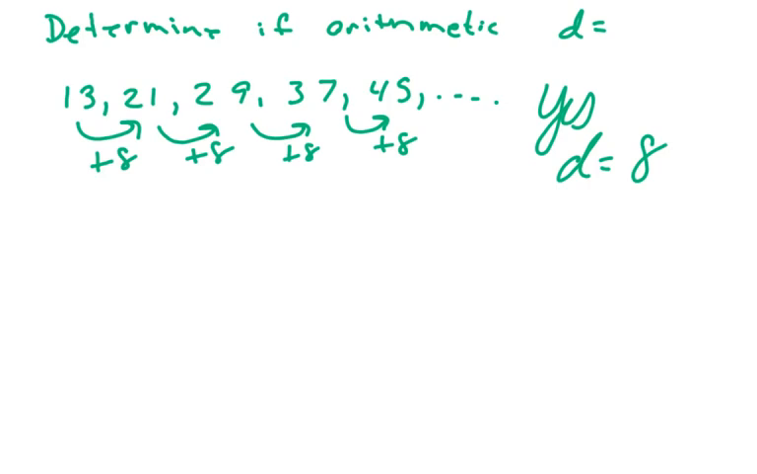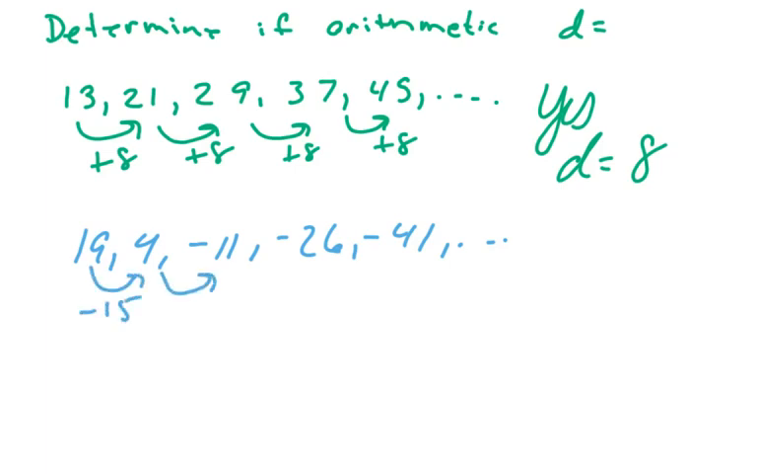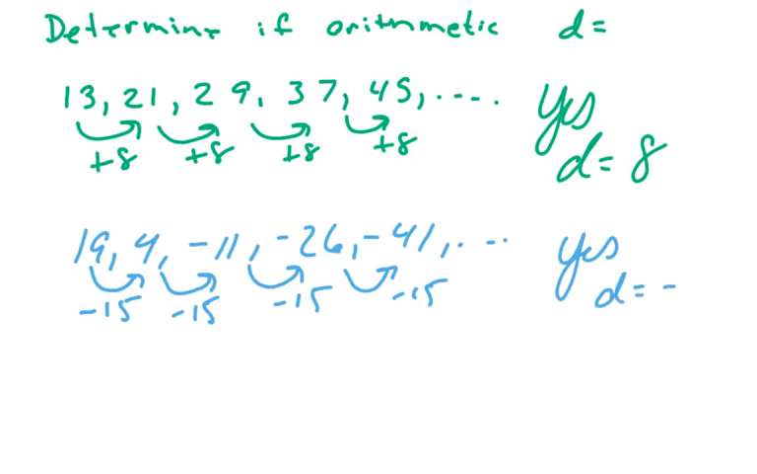We can take a look at another sequence: 19, 4, negative 11, negative 26, and negative 41. 19 to 4 is a negative 15. 4 to negative 11 is a negative 15. Another negative 15. It is consistent all the way through. So yes, it is arithmetic, and in this case, d is negative 15.